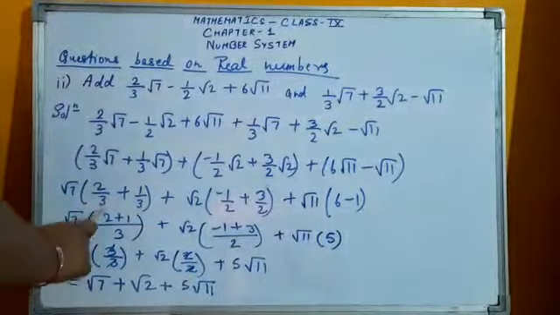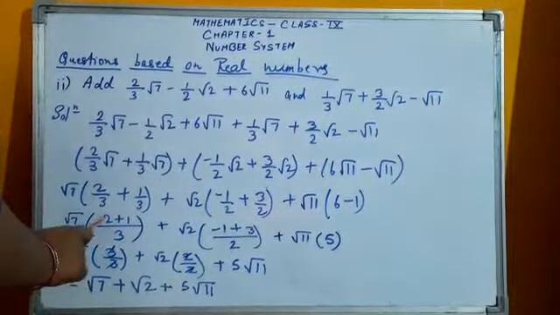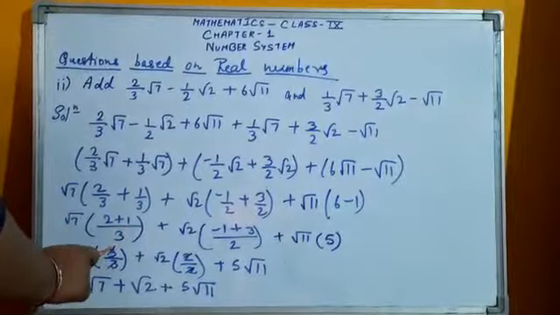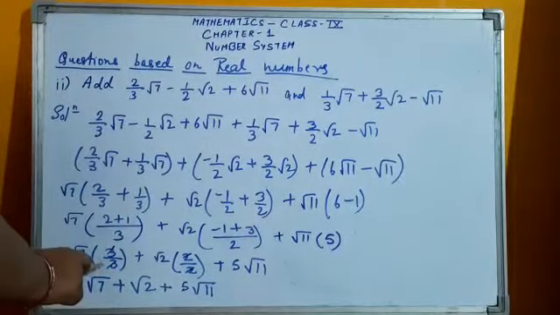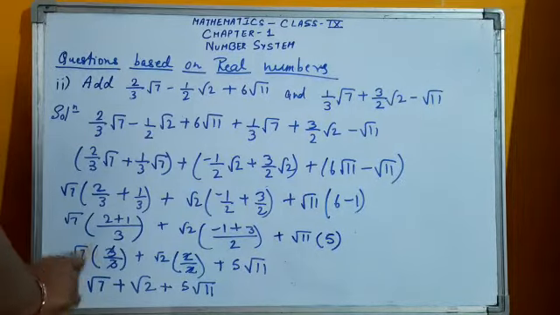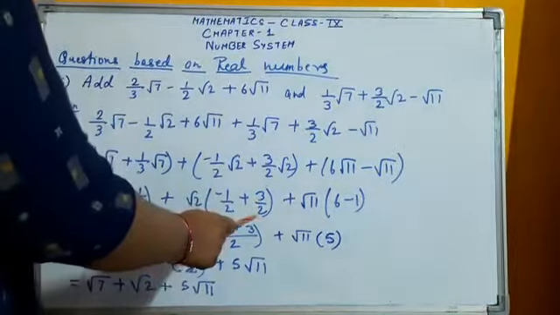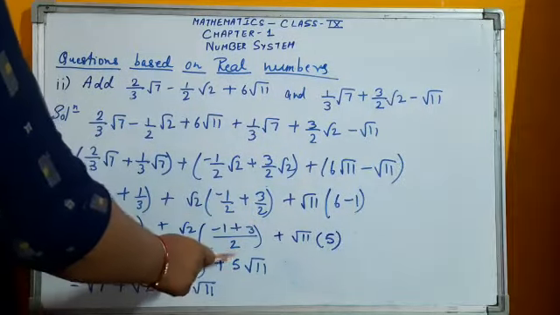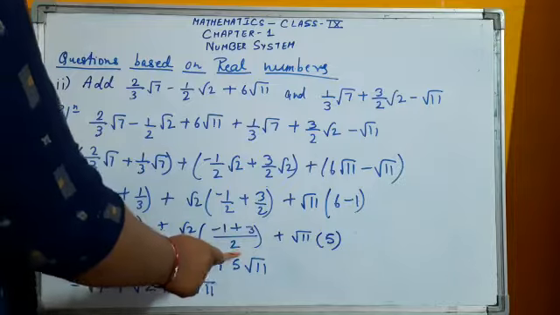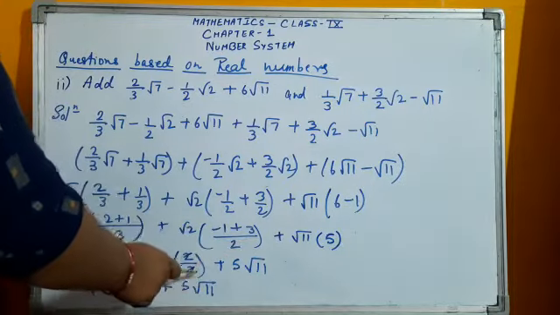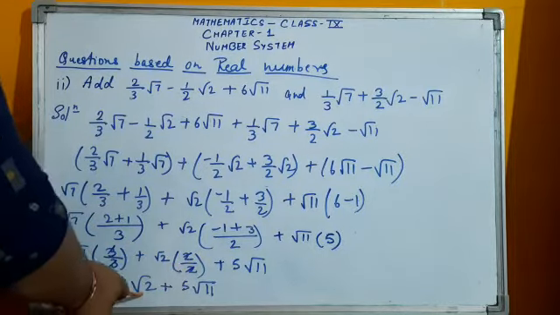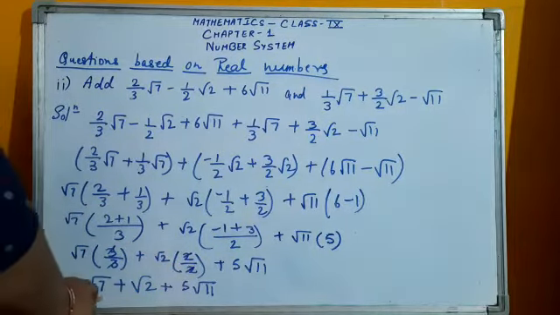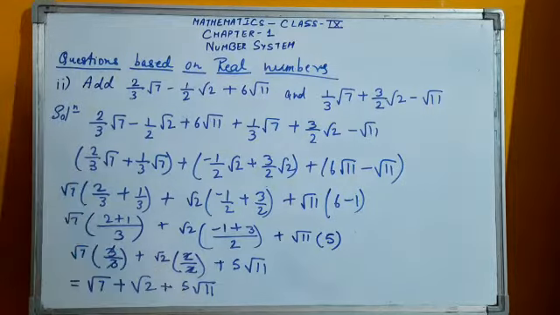Here we will take the LCM of 3 and 3, which is 3. So we are getting in the numerator 2 plus 1, which is 3 by 3. So 3 by 3 will get cancelled and it will become 1. 1 multiplied by root 7 will be root 7. Here also minus 1 by 2 plus 3 by 2 will be added, and in the next step you get minus 1 plus 3 by 2. So it will come 2 by 2, which is again getting cancelled, and root 2 multiplied by 1. So the final answer is root 7 plus root 2 plus 5 root 11.